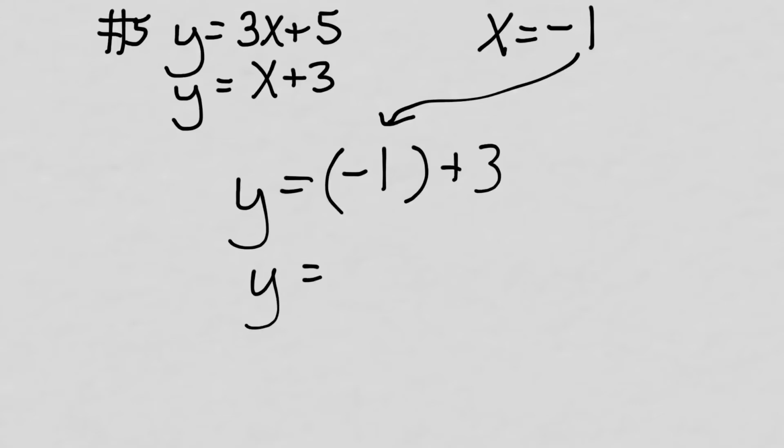Y equals -1 plus 3 equals 2. So there's my answer. X equals -1. Y equals 2. I can leave it like that, or I can put it into coordinates -1, 2.